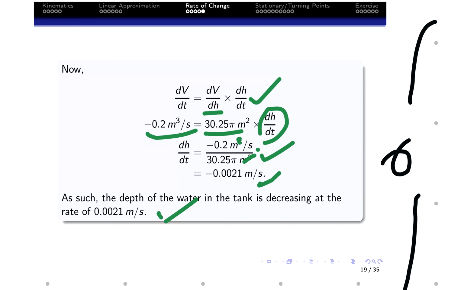See you in the last part of differentiation, applications of differentiation, which talks about stationary points or turning points or maximum points or extreme points and things like that.